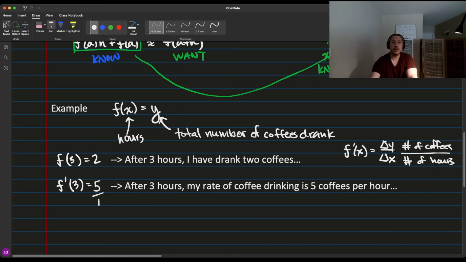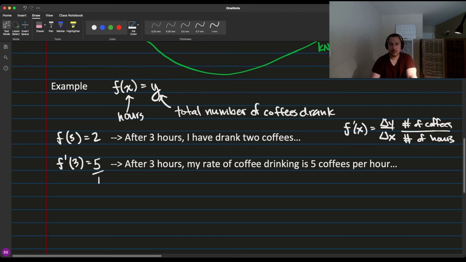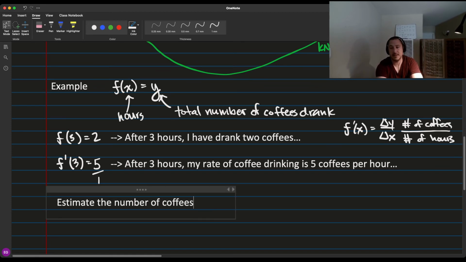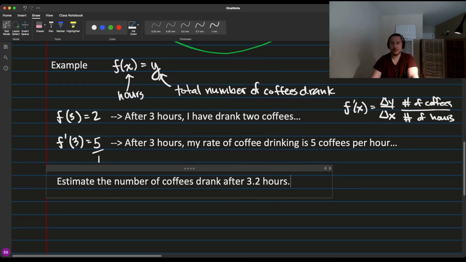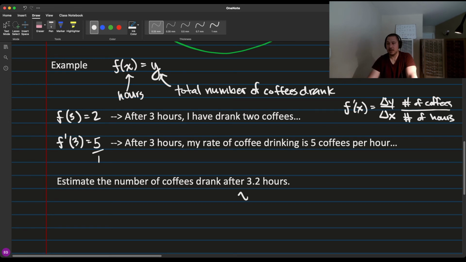So now the question is, estimate the number of coffees drunk after 3.2 hours. At time 3 hours, I've drunk 2 coffees. Now we're wondering, given what you know, how many coffees will have been consumed? This 3.2 is your a plus h. The 3 is your a, so a equals 3. a plus h equals 3.2. So my elapsed amount of time, h, is 0.2.